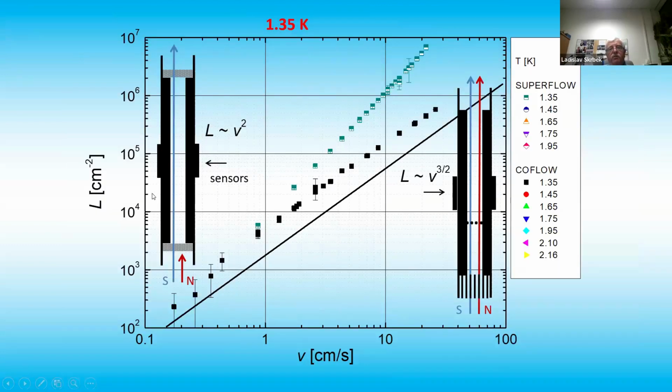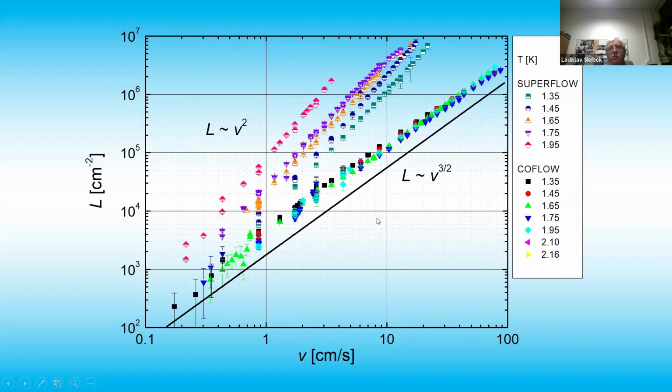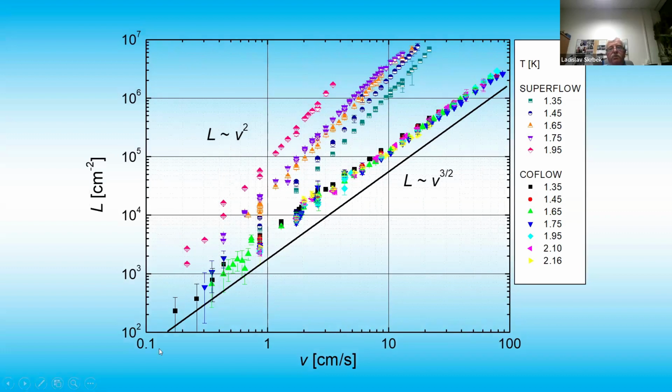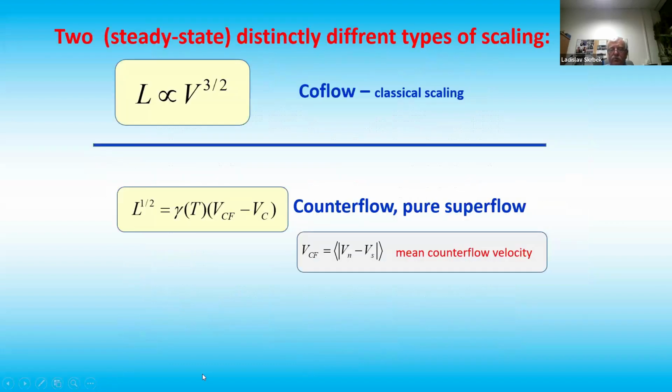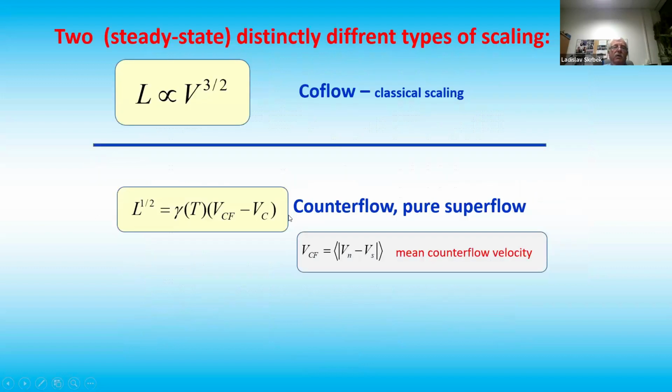And actually, the difference between counterflow and co-flow is quite striking. So you see, for the classical-like co-flow, it doesn't depend on temperature. There are many temperatures and many kinds of experimental data, but they actually do not depend on temperature. And vortex line density scales as velocity to the power 3/2. In counterflow, it is completely different, and the scaling is like v squared. So that's a message to take home, that co-flow and counterflow scale completely differently.